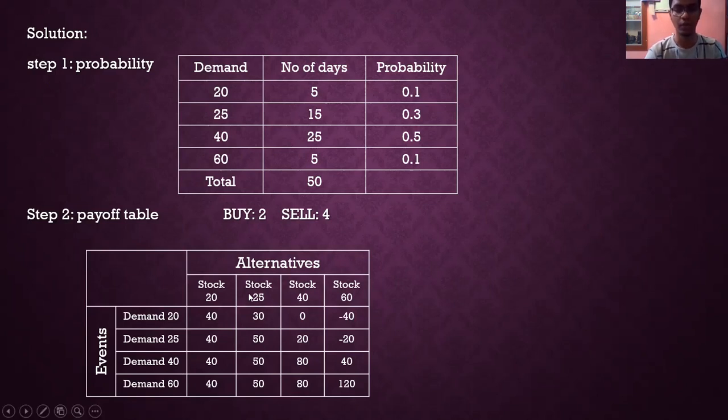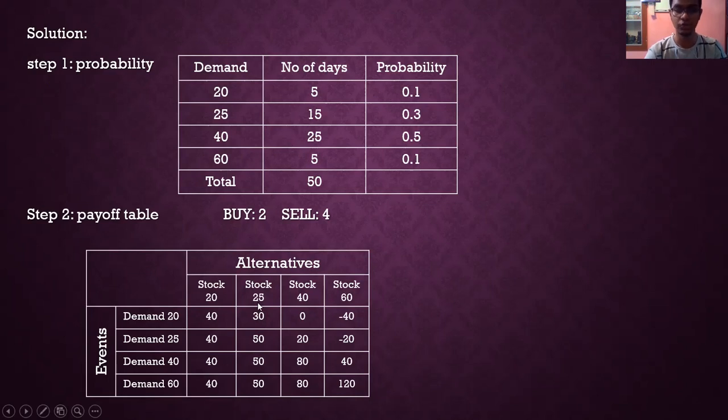So we have 25 stock, right? But we have only 20 demands. So those 20 demands we are selling to 20 patients. So 20 into 2 will give us 40. First, that 40 we write here.